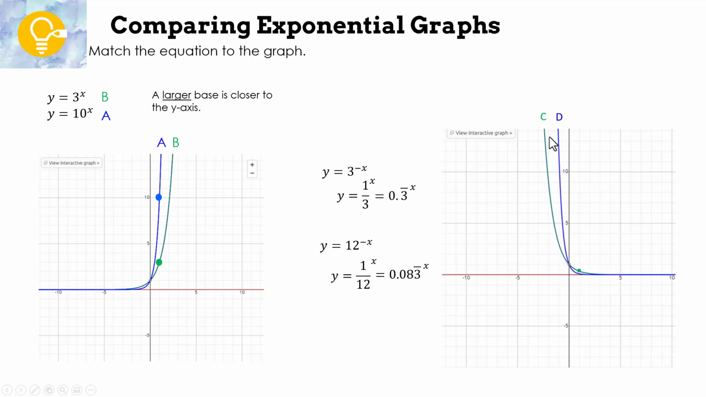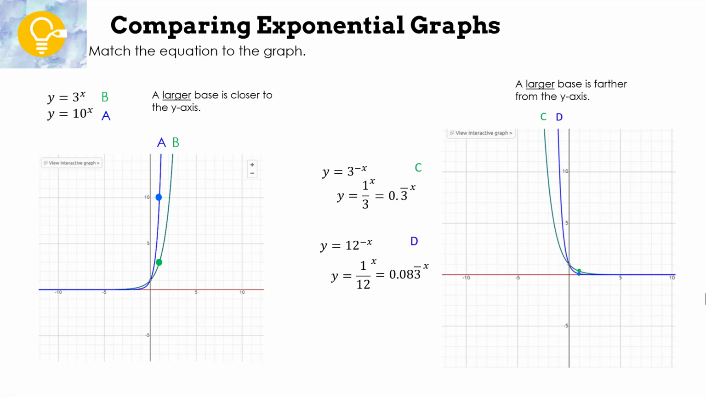If I follow that graph, I can definitely see that the graph for y equals 3 to the negative x is C. If I'm going to graph y equals 0.083 to the x, my ordered pair is going to be 1, 0.083. And that's going to be a row right here. And if I follow that graph, I can see that that's D.